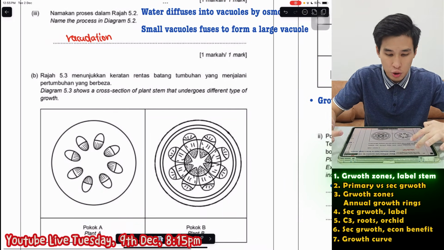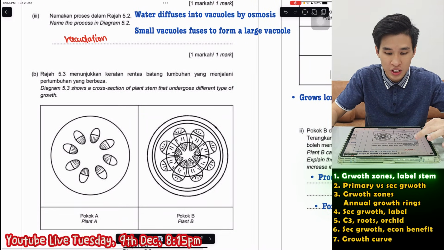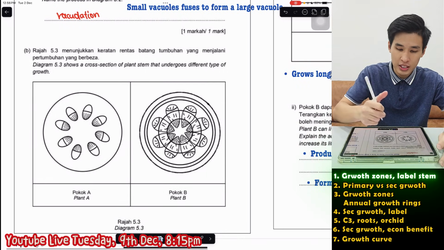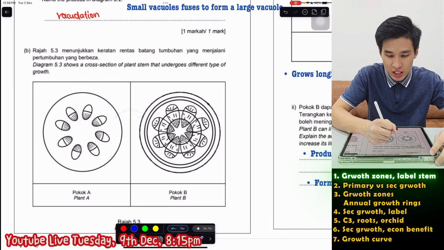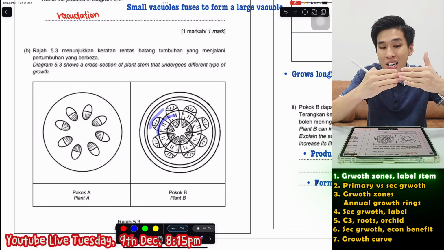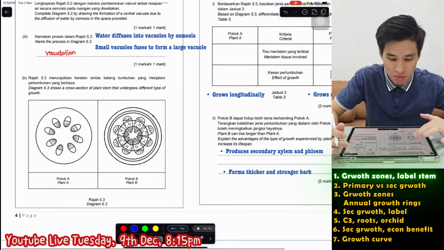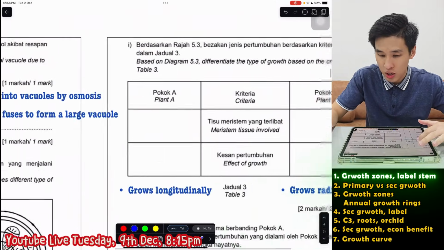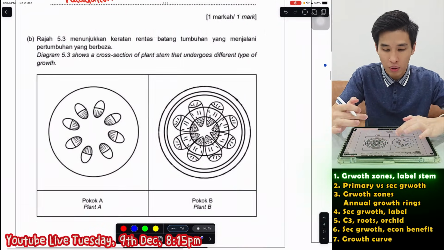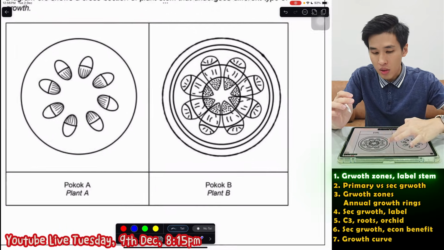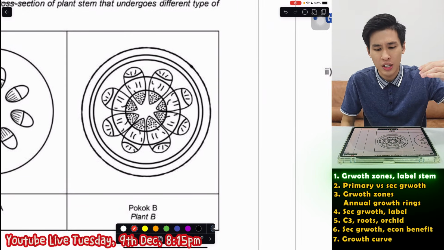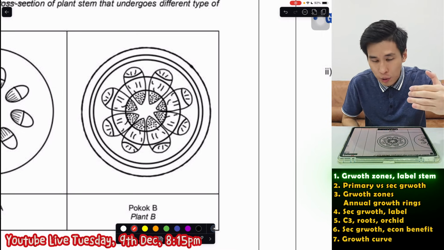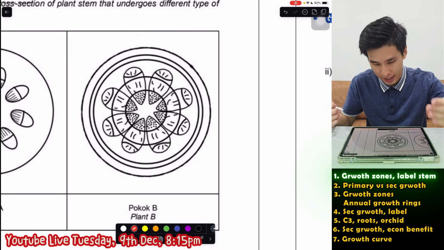Then diagram 5.2 shows a cross section of plants that undergo different types of growth. So obviously now you can see that from like this becoming like this is called secondary growth. You can see it's becoming thicker. There are more secondary tissues. Before we answer this question, which asks us to compare here, now I want to go through a bit of labeling. The main thing they will ask you to label is the secondary xylem and phloem. Now, how to differentiate which one is primary, which one is secondary?